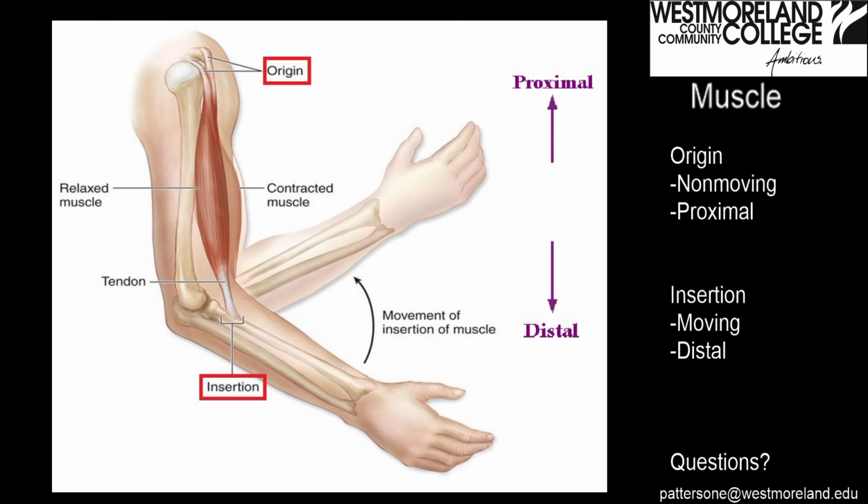The origin is more proximal to the torso or proximal to the body, and typically the insertion is distal to the body. You can also use these to show the non-moving versus moving part. The origin is always going to be stationary. So when you flex the arm, the forearm is the moving part, and you can see the insertion on the forearm, specifically the radius. The origin is the non-moving part on the scapula and the humerus.